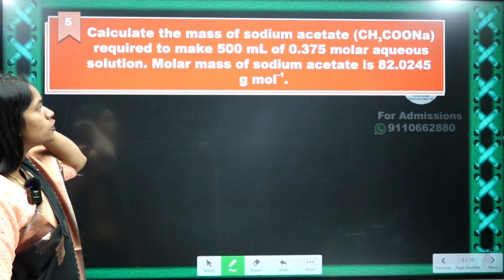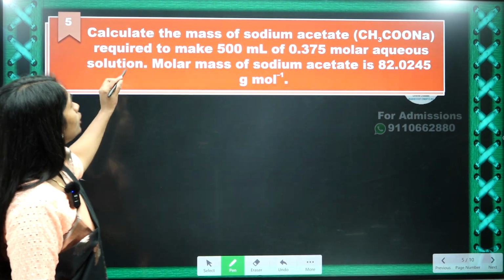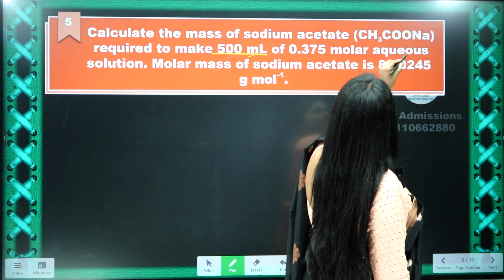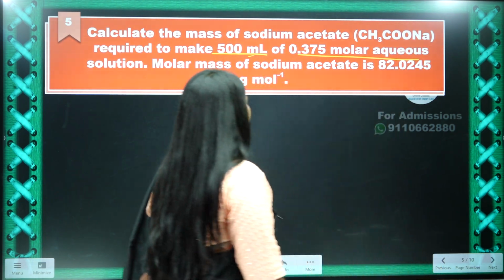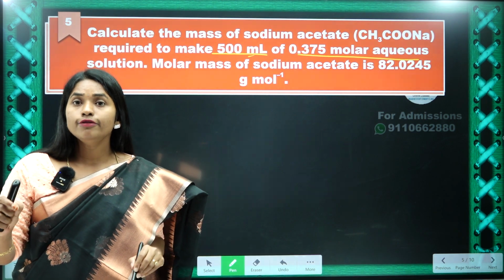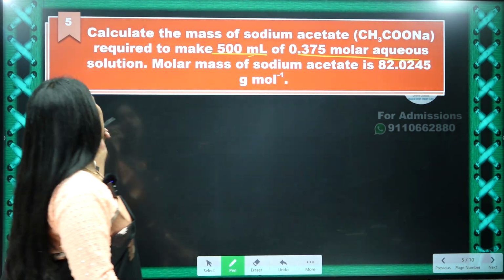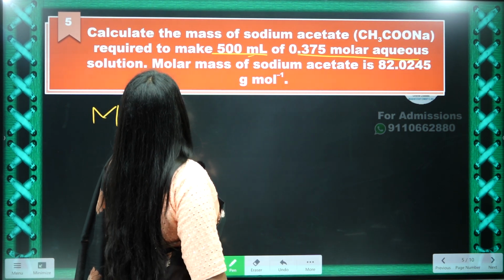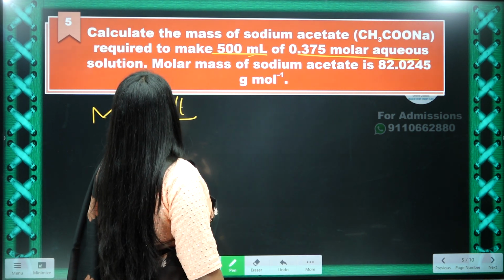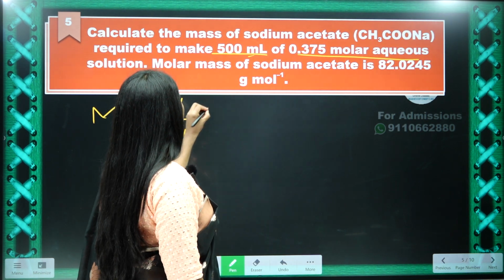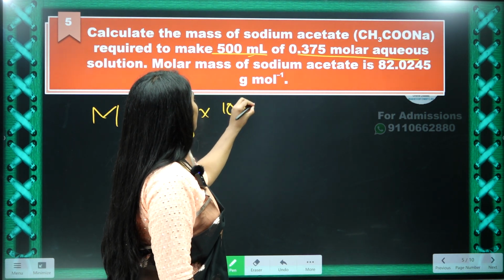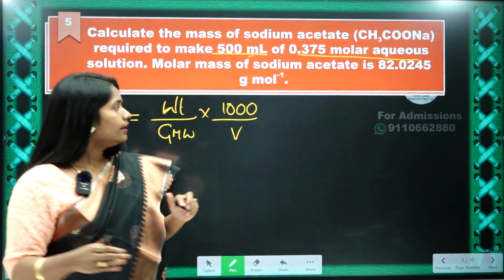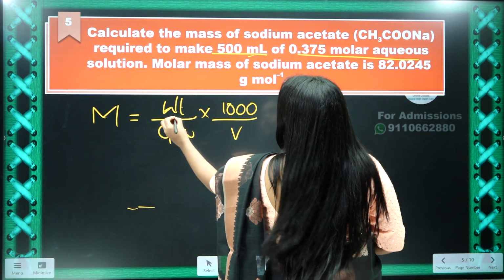Calculate the mass of sodium acetate required to make 500 ml of 0.375 molar aqueous solution. Molar mass of sodium acetate is 82. Now let us take that molarity is equal to weight by gram molecular weight into 1000 by V. This is the molarity formula. Done. Now weight is what you have to find.